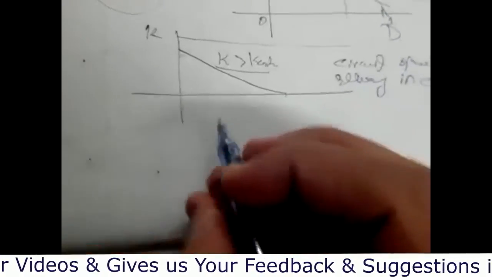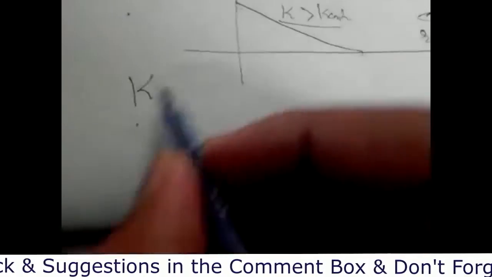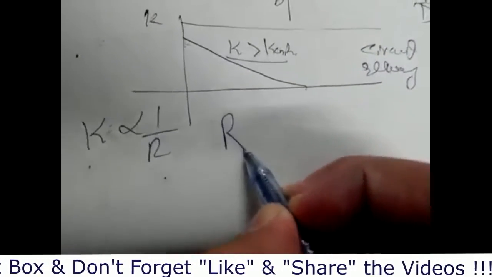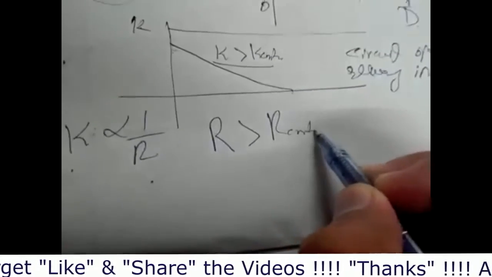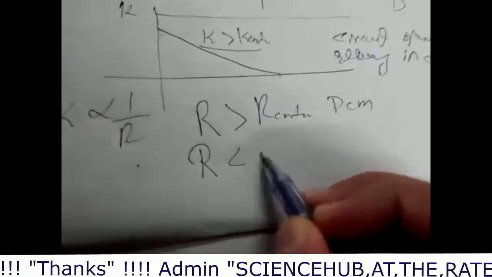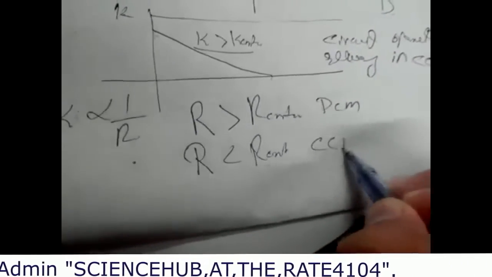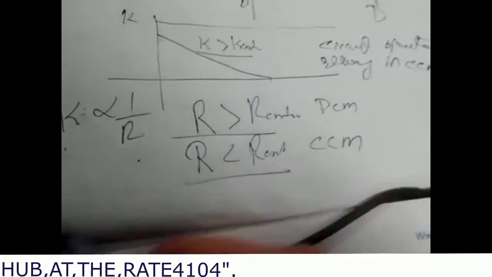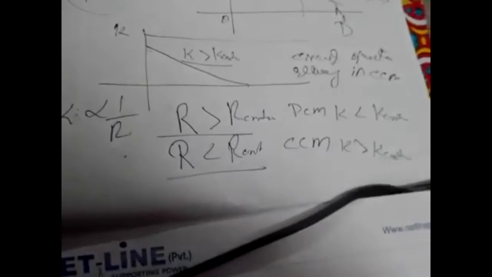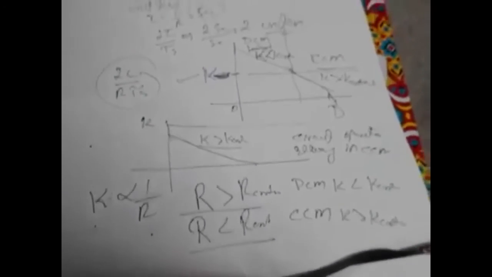So now what is the relation with the load resistor? We know that K is inversely proportional to the load resistor. So we can say that if R is greater than R critical, it will operate in DCM, and if R is less than R critical, then it will operate in CCM. Just opposite to K. Here K is less than K critical, and there K is greater than K critical. So this is all about the origin of discontinuous conduction mode.